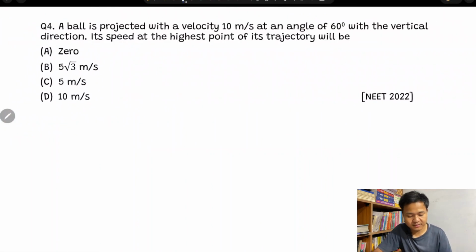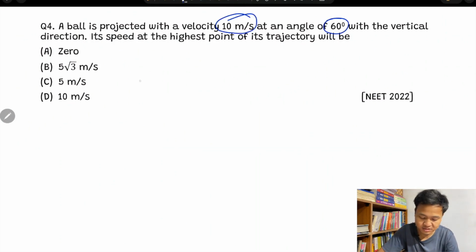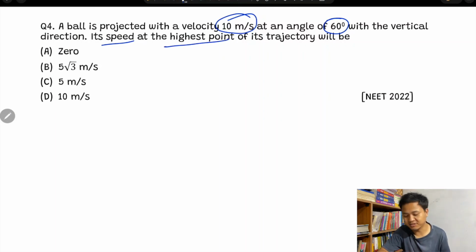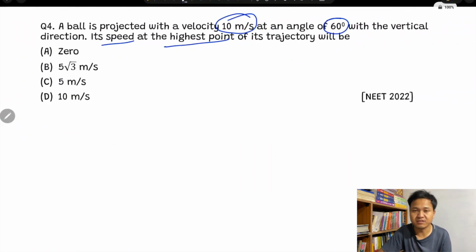So next, another medical exam question. A ball is projected at 10 meter per second, angle 60. So what is the speed at the highest point? Exact same question. See, they are repeating the exact question. It's 2022, no? It's 2023. See, this is the importance of solving previous year's questions.